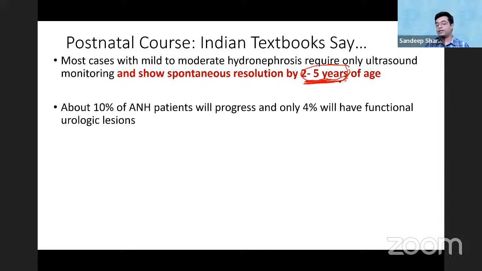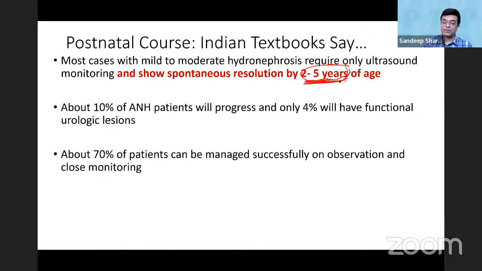About 10% of ANH patients will progress. So, 90% will resolve. And 4% will have a functionally severe urological lesion, which is correctable or uncorrectable, that is a different thing. 70% of patients can be managed successfully on observation and close monitoring.